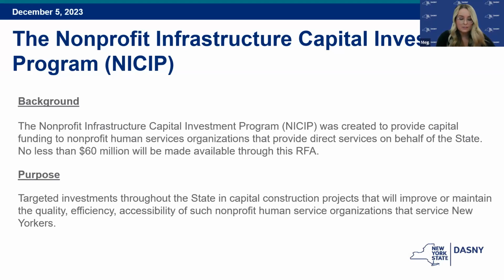Between the years 2015 and 2018, a total of $120 million was appropriated in the state budget to support the work of the state's nonprofit direct human service partners. The first round of NICIP was highly competitive, and a total of 269 grants were awarded to nonprofits across New York State. An additional $50 million was appropriated in the 2022-2023 enacted budget. The $50 million will be combined with the withdrawals and forfeitures of the previous NICIP round, and no less than $60 million will be made available for this RFA.